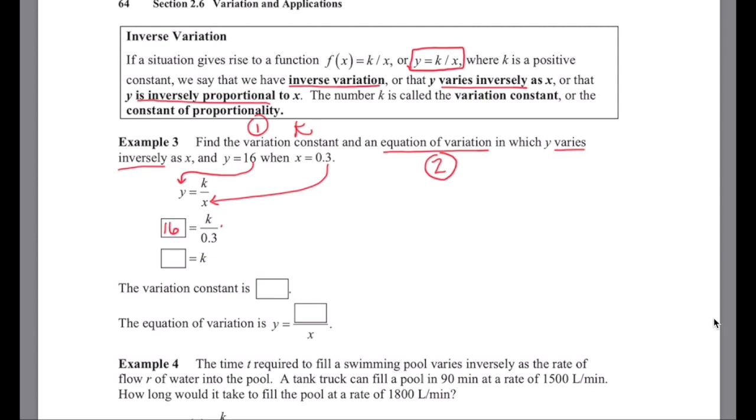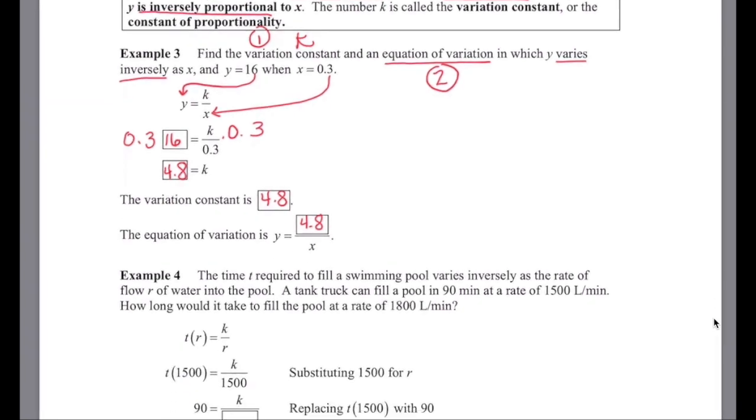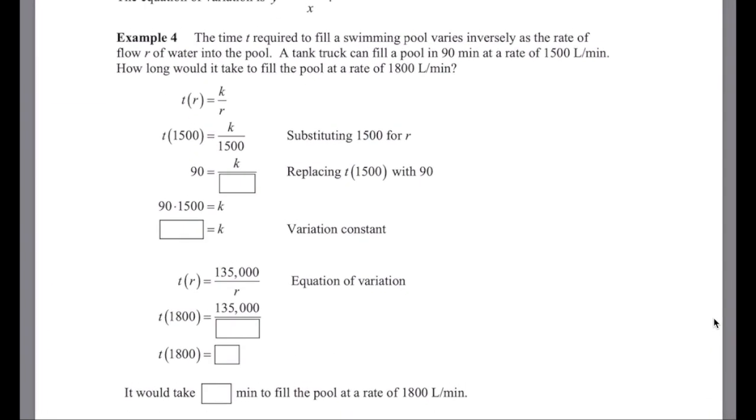When I multiply by 3/10, I see that k is equal to 4 8/10. So our constant of variation is 4.8. And then our equation in step 2, y is equal to our constant 4.8 divided by x. At this point, we would be able to do something else with this equation, but this is where we can stop. Example 4 here, we're going to do all three processes.